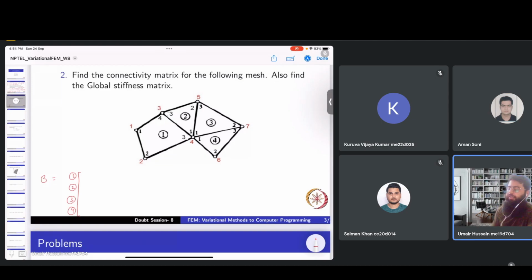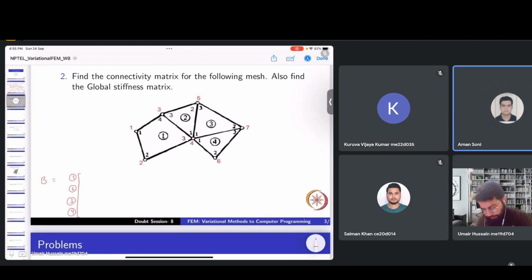This is a little tricky here for this mesh, because there are a different number of nodes at the corners. Here we have a quadrilateral element. For that, it should be four columns, but for triangular, it should be three. So we'll start with the first row. What would be the entries for the first row?